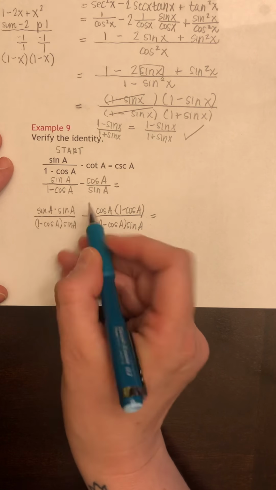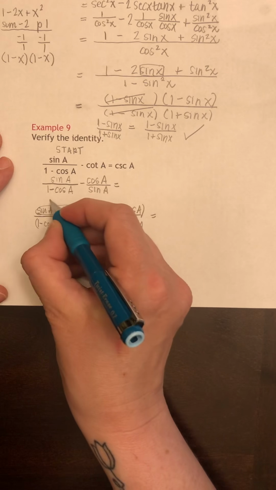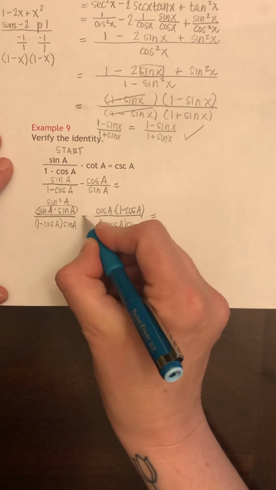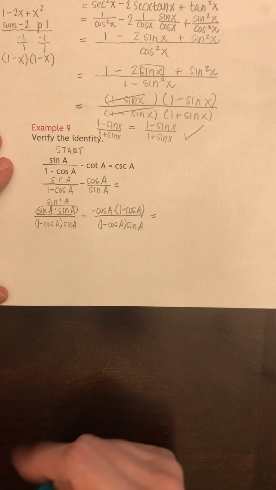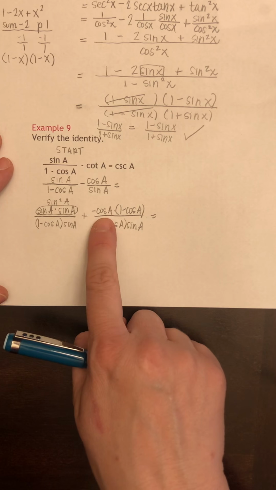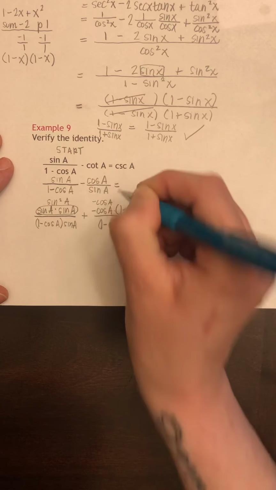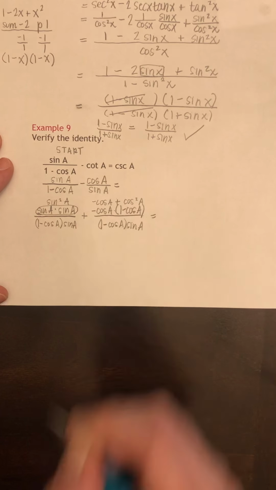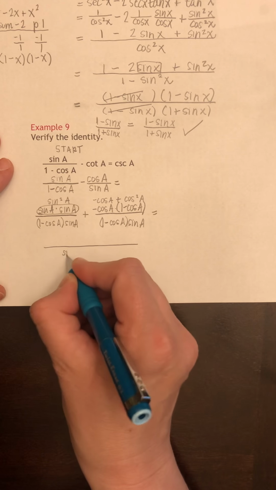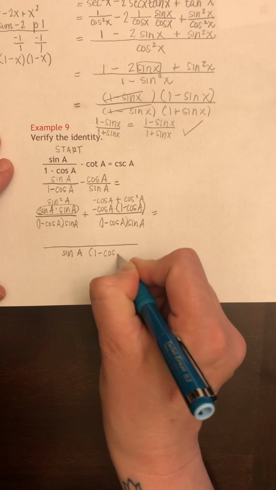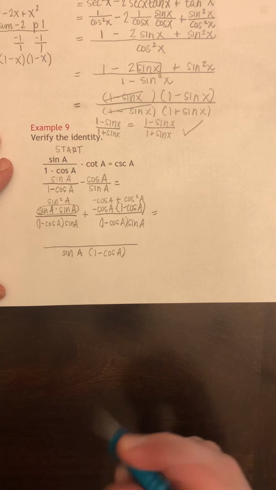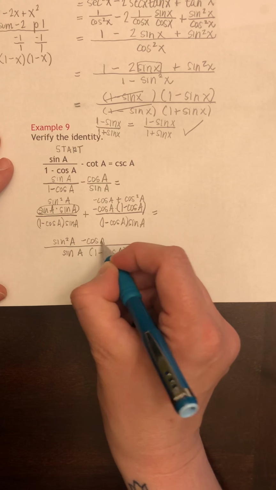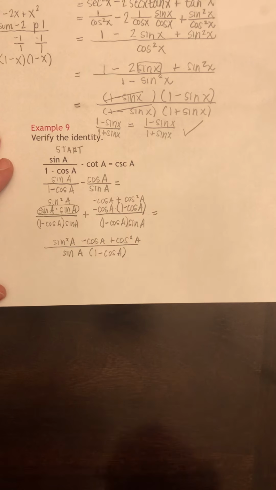So my first fraction turns into sine squared A. I'm going to distribute this, but I'm going to turn this into plus the opposite, because I'm going to distribute that negative cosine A. So negative cosine A times 1 is negative cosine A, and negative cosine A times negative cosine A is positive cosine squared A. So let's see what we have. I'm going to put the denominator right there. I moved the sine A in the front, I just like the way that looks better. In the numerator, we have sine squared A minus cosine A plus cosine squared A.